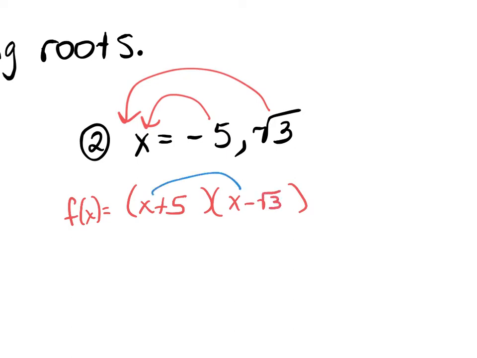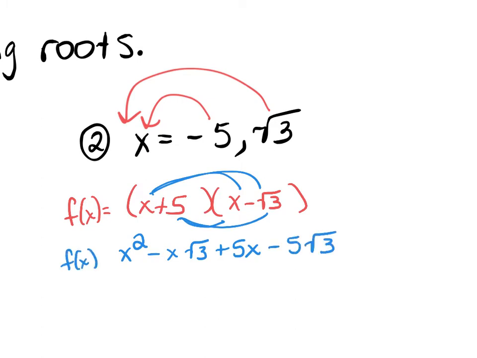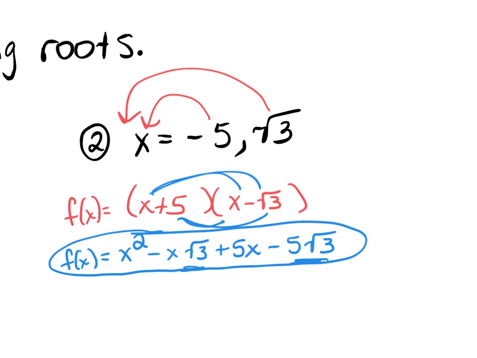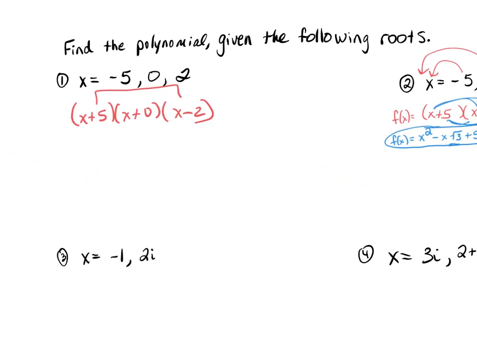So when we FOIL this, guys, x times x is x squared. x times negative root 3 is just minus x root 3. 5 times x is plus 5x. And then 5 times negative root 3 is minus 5 root 3. Can I combine any like terms or anything like that? No, right? This has a root 3 and this has a root 3, but can you say x minus 5 is anything other than x minus 5? No. So there's your answer. Does that make sense? You guys okay? I hate not being able to see you.